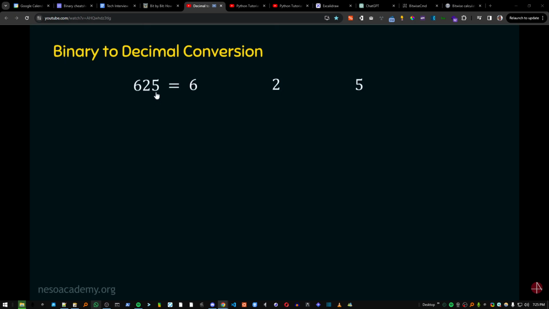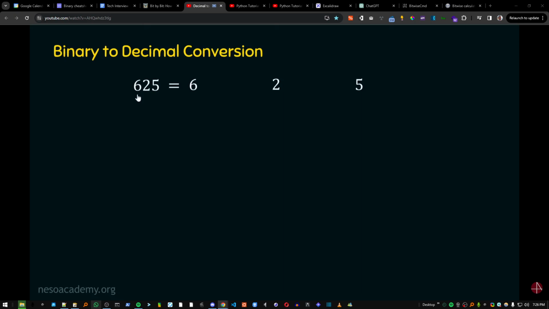So here, the positional weight of this digit 5 is 10 to the power 0, because 0 is the position of this digit 5. Similarly, the positional weight of this digit 2 is 10 to the power 1, because the position of this digit is 1. As the position of 6 is 2, the positional weight of this digit is 10 to the power 2. I hope this concept is clear.